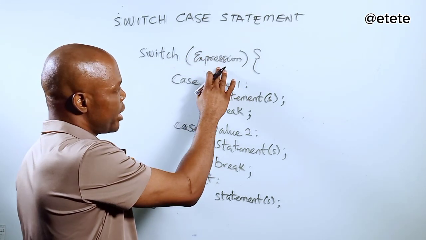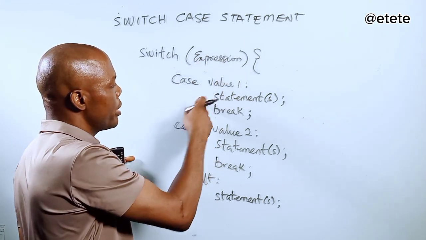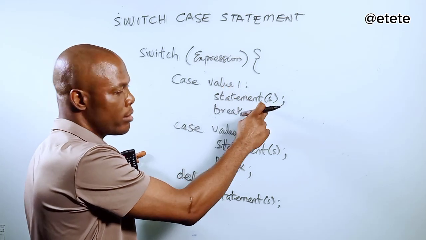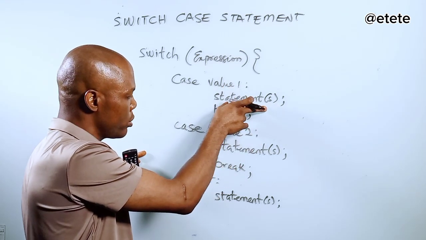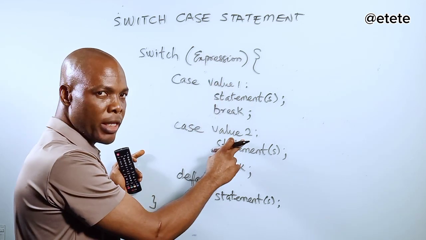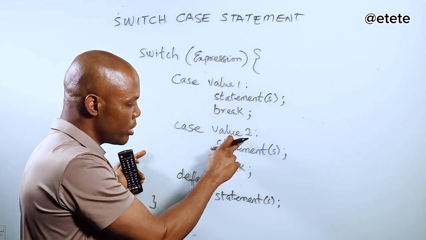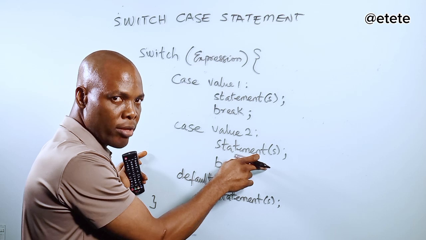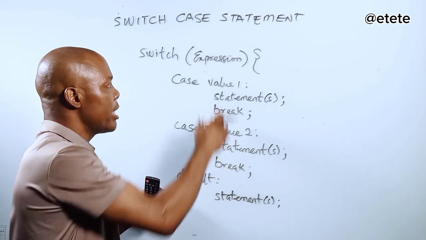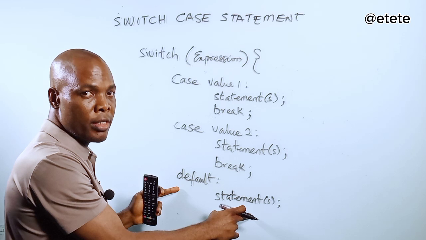So you test the expression. When you go in, if that expression equals this value, it will print out this statement, this block of code. If the expression is not this, then it will check for the next expression. If it is equal to this value, it will go in and carry out this, then it will come out. That is why you have this break. Then if none of this is true, it will carry out the default statement.